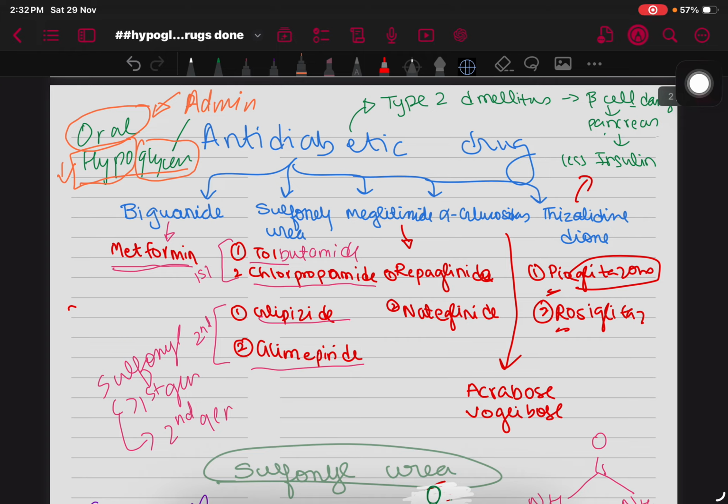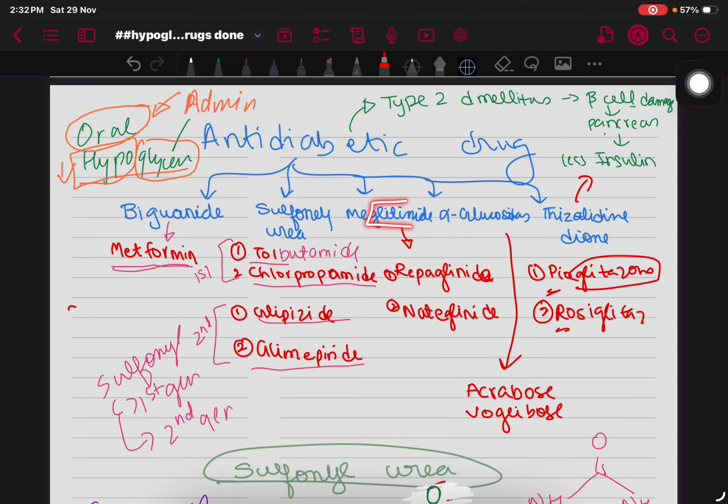First, biguanides, sulfonylurea, meglitinides, alpha glucosidase inhibitors, thiazolidinediones. In biguanides we have metformin. In sulfonylurea we have two, first generation and second generation. Under first generation there are tolbutamide and chlorpropamide, and in second generation we have glipizide, glimepiride and other further drugs. In meglitinides we have repaglinide and nateglinide.